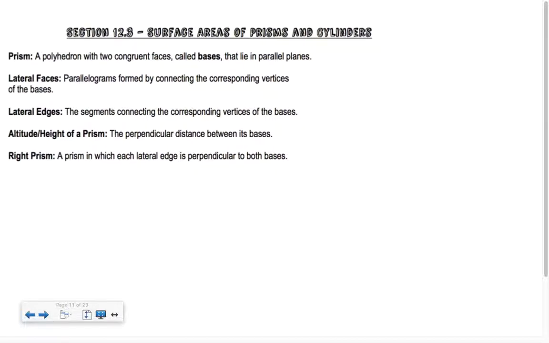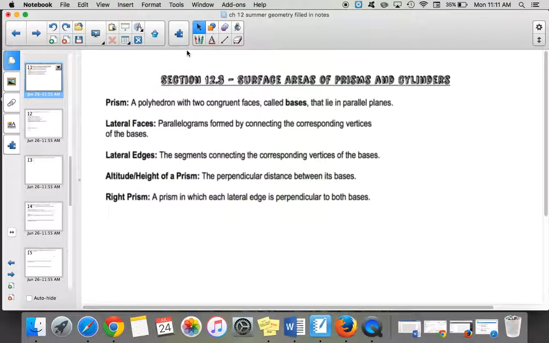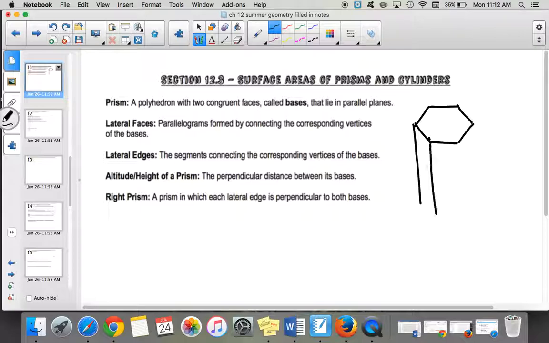So a prism is, you know, oh man, can I not write? That's unfortunate. Okay, maybe I can. So this would be a prism. So where we have two bases that are parallel to each other. Does that make sense? That's a prism.